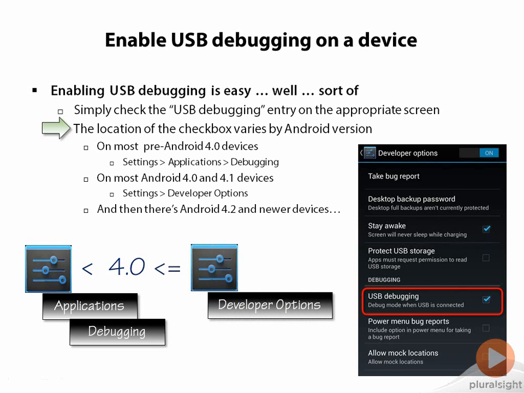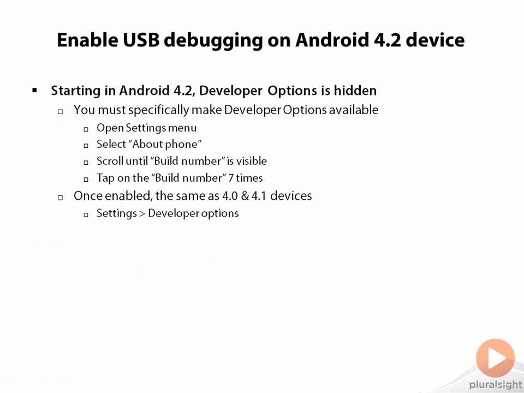there's your developer options, and you go there, you're at your developer options screen, and you've got access to the USB debugging. But then starting in Android 4.2, they started doing something kind of odd. Starting in Android 4.2, the developer options is hidden.